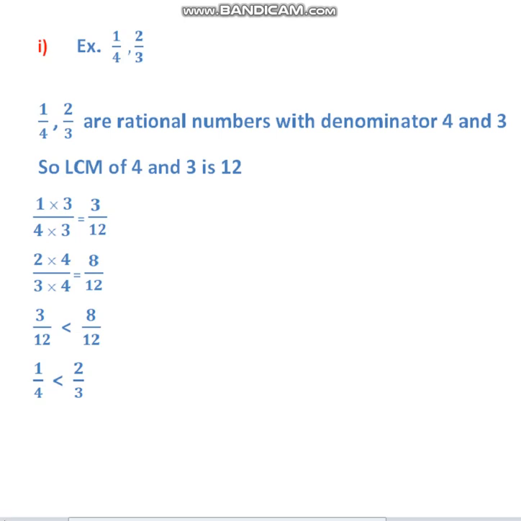Here is the solution. In your first question, the rational numbers were 1 upon 4 and 2 upon 3, both positive rational numbers. But the denominators are different, 4 and 3. So our first step is to find the LCM of these denominators, 4 and 3, and the LCM is 12. Now we have to make the denominator of both rational numbers the same, that is 12. To make it 12, we multiply the first denominator 4 by 3 so that we get 12 as the denominator.